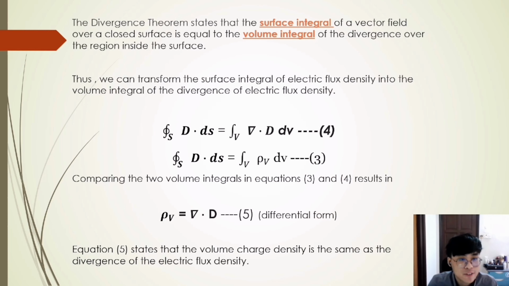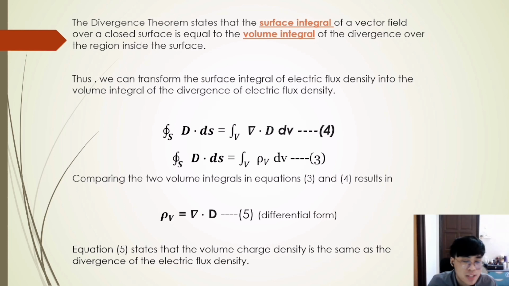Next, according to the divergence theorem, the surface integral of a vector field over a closed surface is equal to the volume integral of the divergence over the region inside the surface. Therefore, we can transform the surface integral of electric flux density into the volume integral of the divergence of electric flux density. The dot product between the del operator and the electric flux density is the divergence of electric flux density.